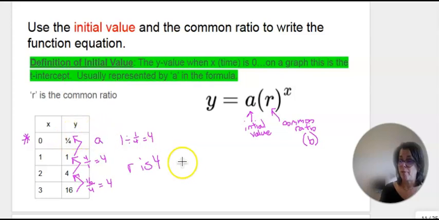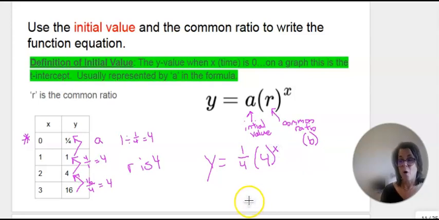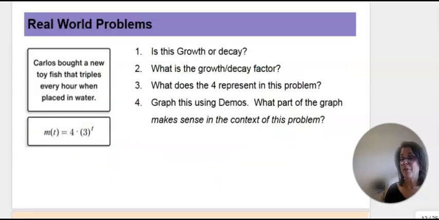So if A is 1/4 and R is 4, then this is how we write our equation. All you do is plug in your A and your R. You leave the X and Y alone. Let's look at how this works for a real-world problem. We have a scenario. Carlos bought a new toy fish that triples every hour when placed in water. Its size triples, apparently. Okay, is this growth or decay?